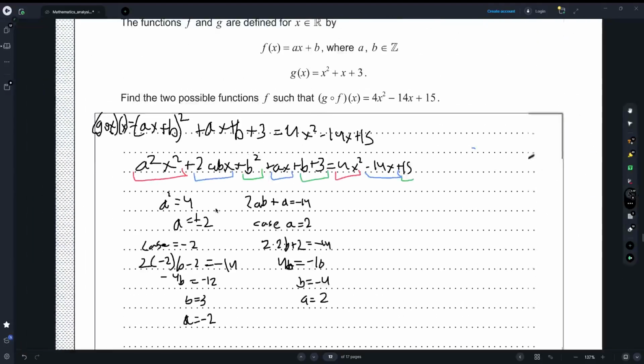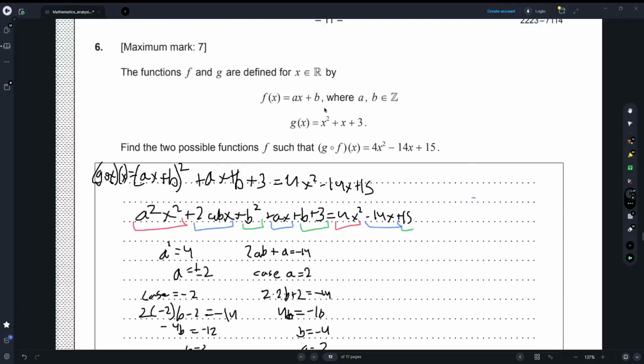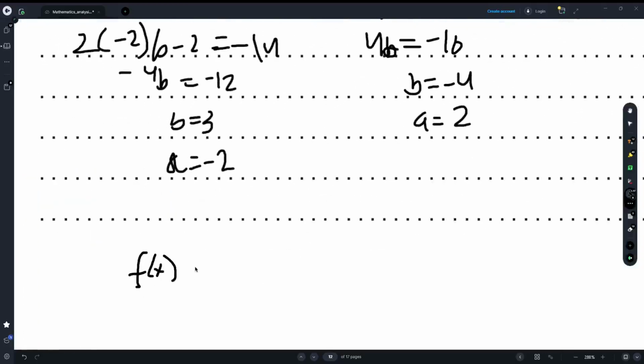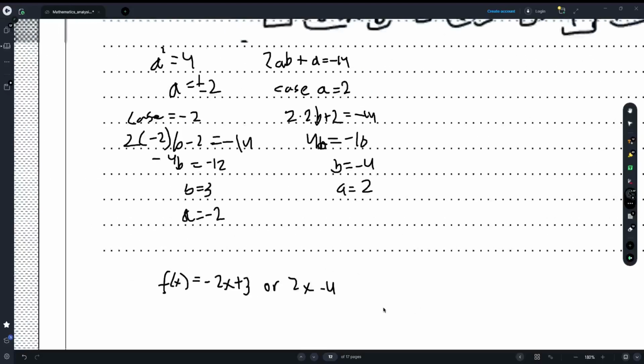And they actually want the functions such that this is true, and we know that f of x is in the form ax plus b. So f of x equals, take the first case, 2x minus 4, or minus 2x plus 3. That's it for question 6.